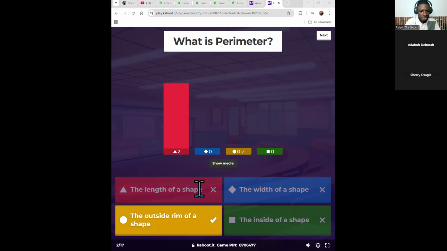The length of a shape, that's the outside rim of a shape. Okay, so let us take that to be lost, but the length of a shape is still correct. All right, so the outer rim of a shape is more appropriate. The length of a shape from all round the sides of a shape.